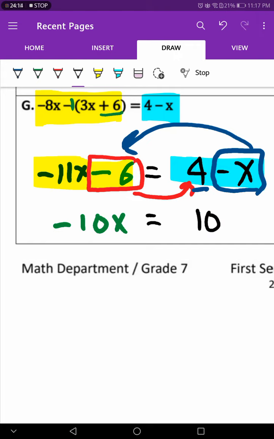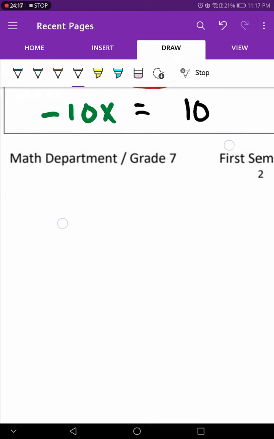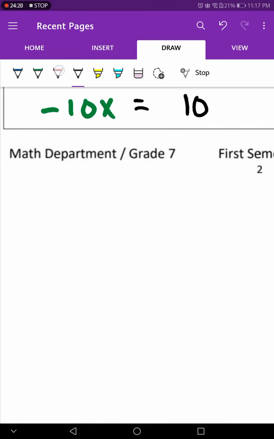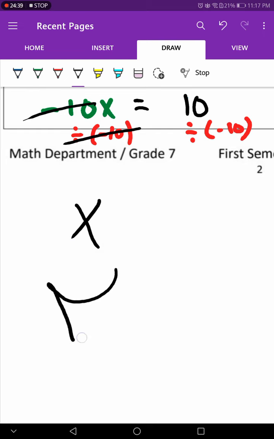Now, Rayyan, what is the coefficient here? Negative 10. Great, so I have to divide by negative 10, on both sides, remember? So this will be cancelled, and the x comes down happy and alone. x equals 10 divided by negative 10. Forget the negative for now: 10 divided by 10 is 1.